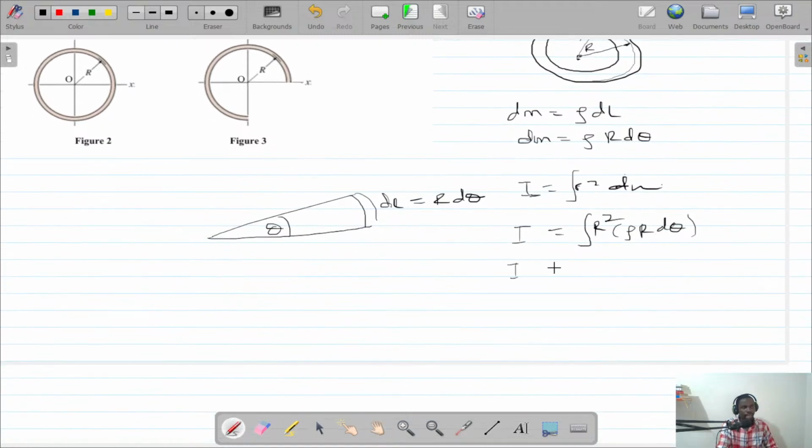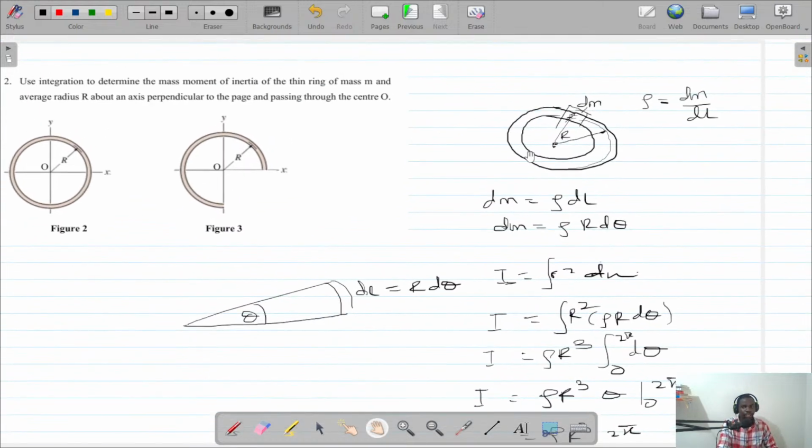And that gives us I equal to the integral of R cubed rho d theta, and theta is from 0 to 2 pi. So if we integrate that, then I becomes rho R cubed theta from 0 to 2 pi, and that gives us rho R cubed times 2 pi.